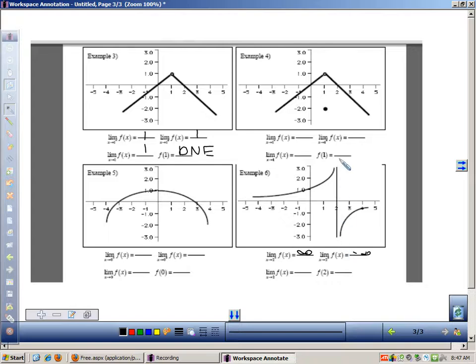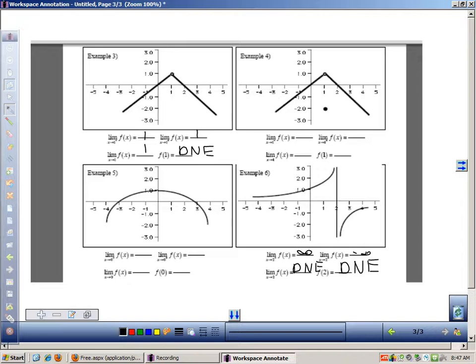We have a vertical asymptote. So what's our function value? Does it exist? Our function does not exist at x equals 2. And our limit? As we come from the left, it goes to positive infinity. As we come from the right, it goes to negative infinity. Are those the same? No. So we say it does not exist. So our function doesn't exist and our limit doesn't exist at x equals 2.